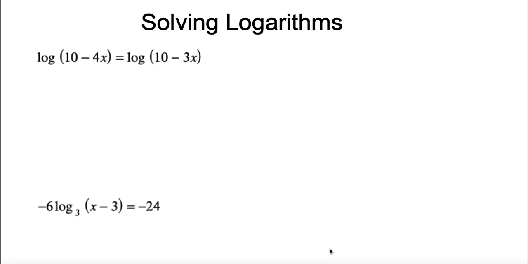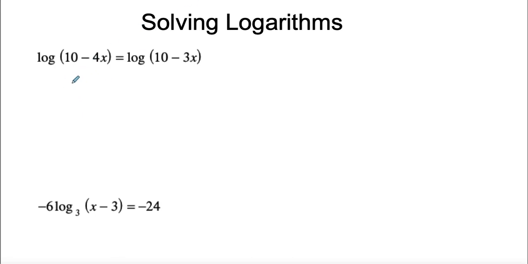Let's solve some logarithms. I'm going to give you a couple different types to solve. The first one being the easiest. If you have a log equal to a log of the same base, the logarithms basically cancel out. Not really canceling, but we can make the argument equal to each other.